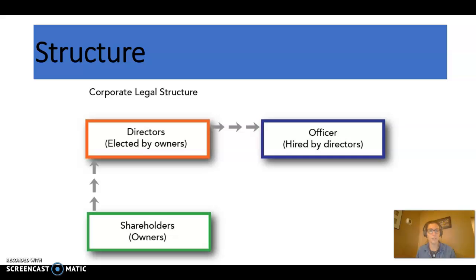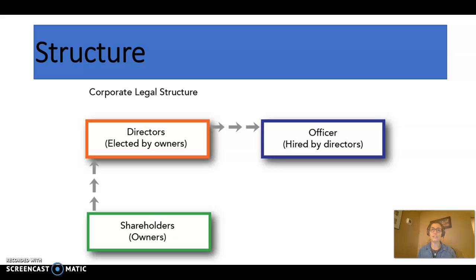Among other primary roles of the directors is to then hire the officers. The officers are the people we usually refer to as the CEO, the CIO, the president, or the vice president of the corporation. So what's the difference between directors and officers? Because at the end of the day, those are the entities that are responsible for managing and running the business. The difference goes like this.